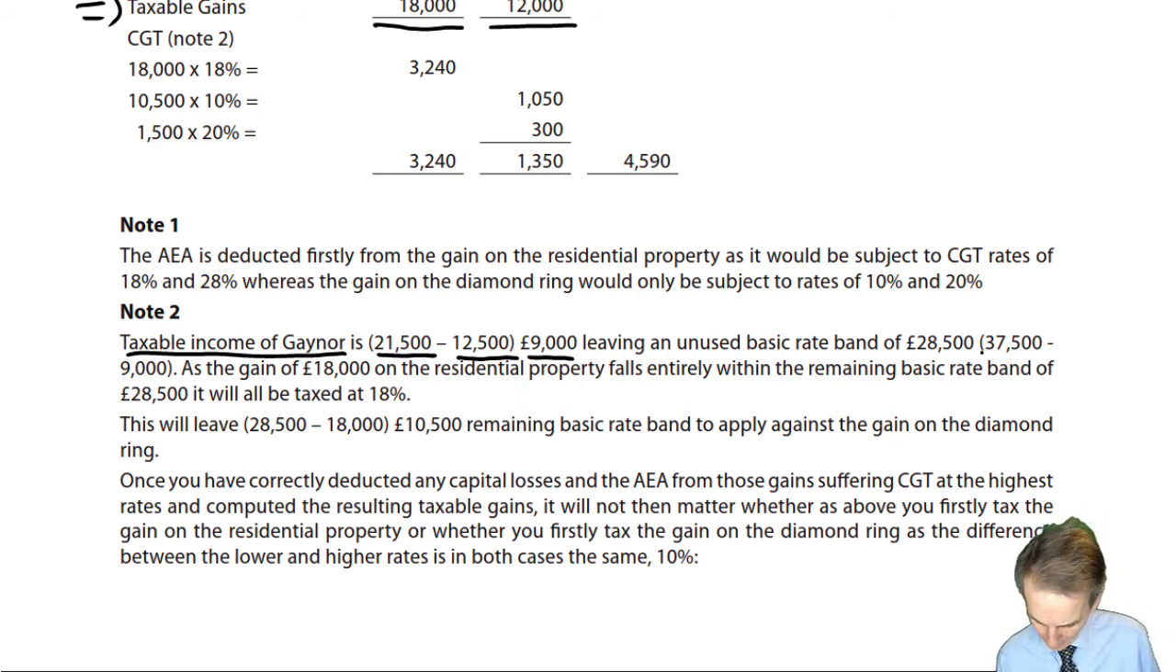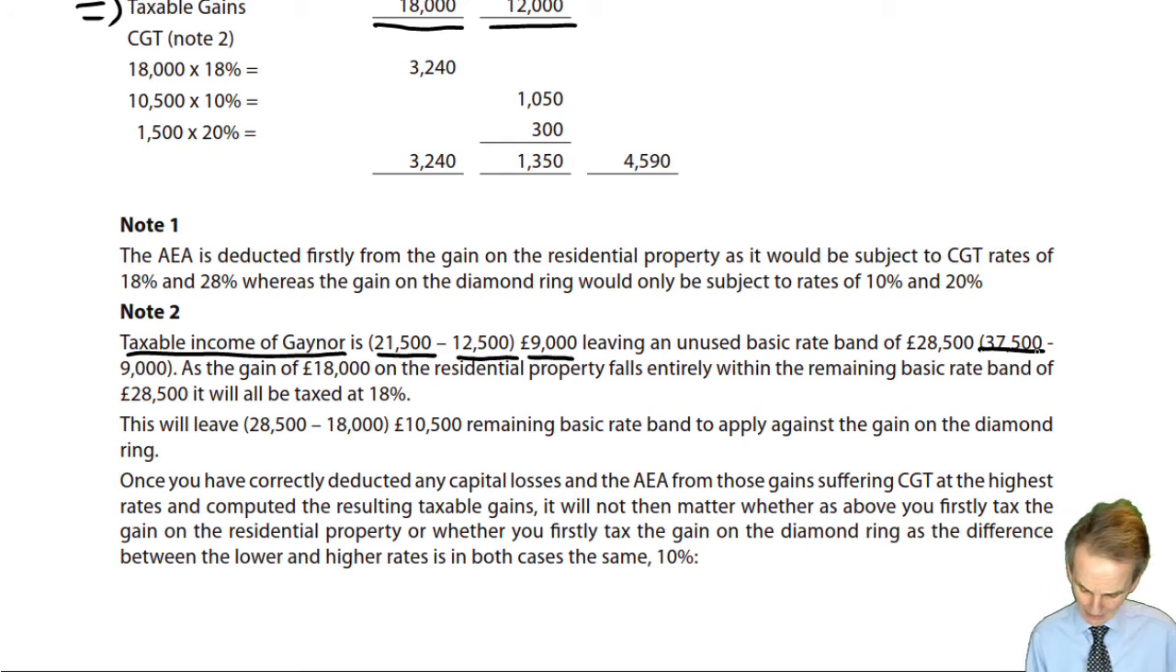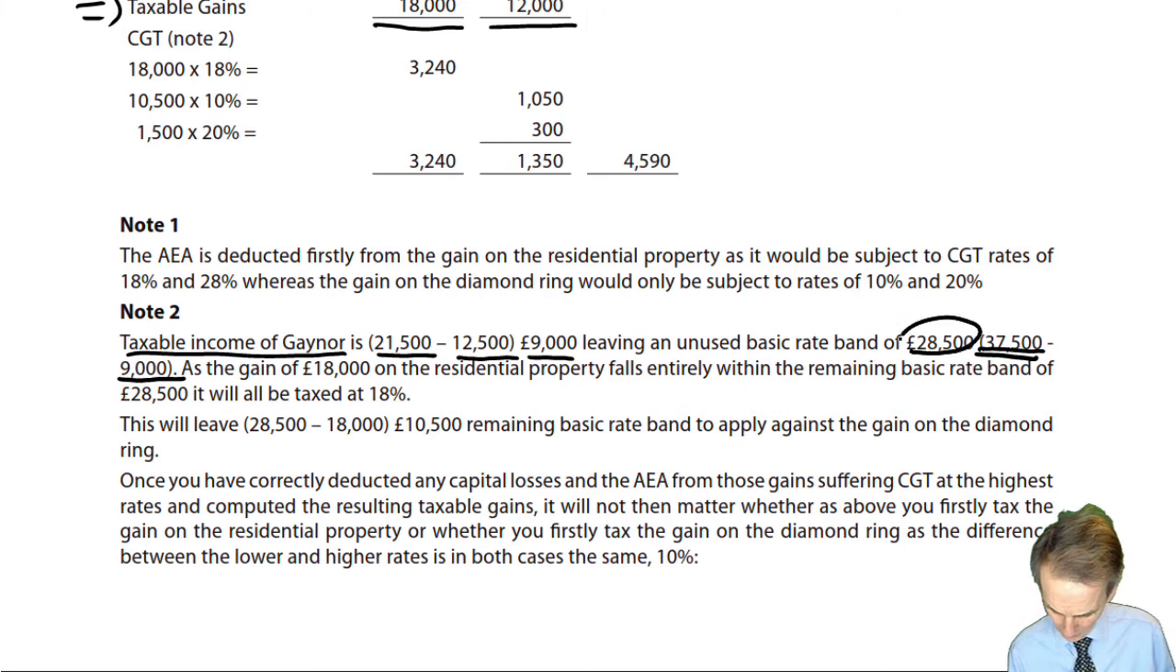We have a basic rate band limit, which is not extended here. No information about any payments that would cause that extension of the basic rate band. No Gift Aid payments, no personal pension contributions paid. So the basic rate band limit stays at 37,500, minus the figure of the income tax computation of taxable income of 9,000, leaving us therefore with 28,500 remaining basic rate band.